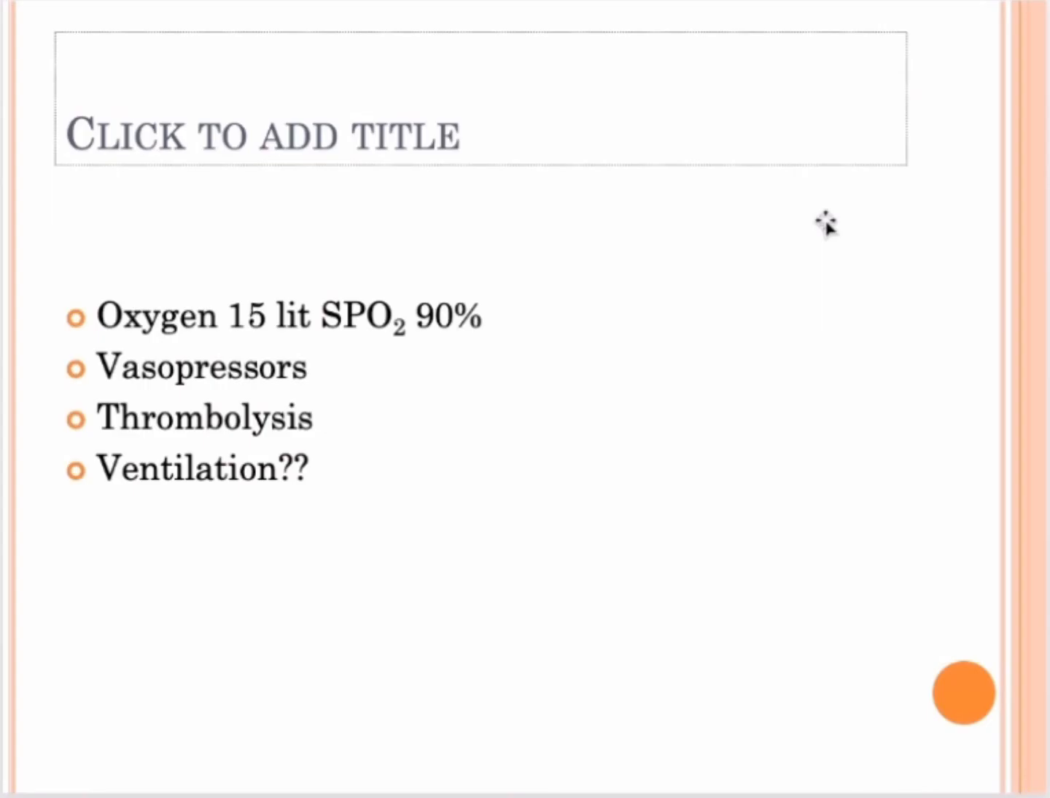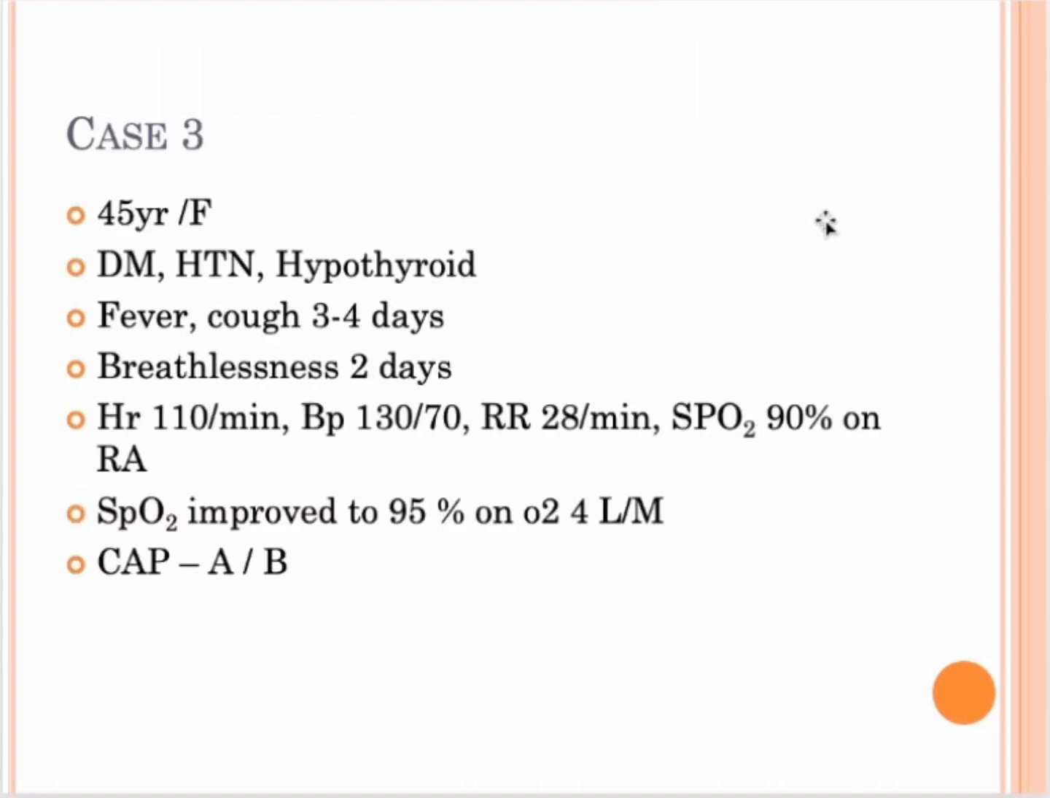We started oxygen to this patient, almost 15 liters by oxygen reservoir mask, but his saturation hardly improved from 88 to 90%, and not much improvement, and eventually he required vasopressors to maintain the blood pressure. Then he was diagnosed as a case of pulmonary embolism and required thrombolysis and may require ventilation in future if it doesn't settle down. And this is the third case.